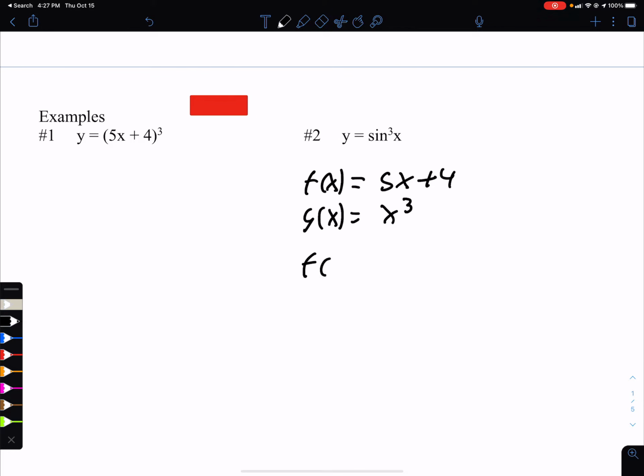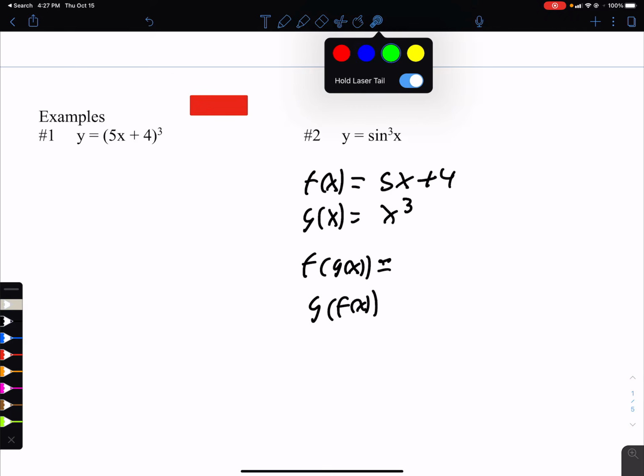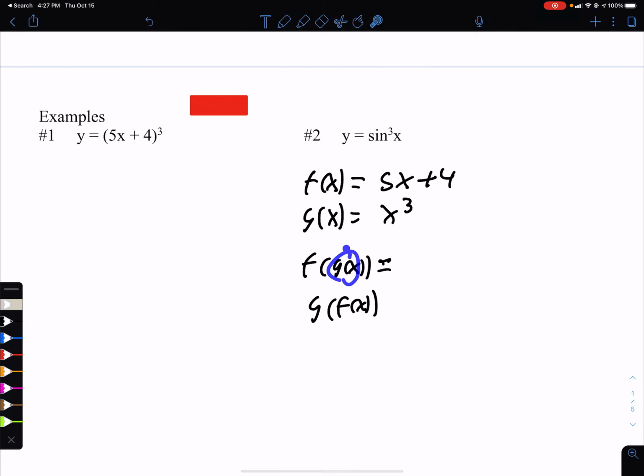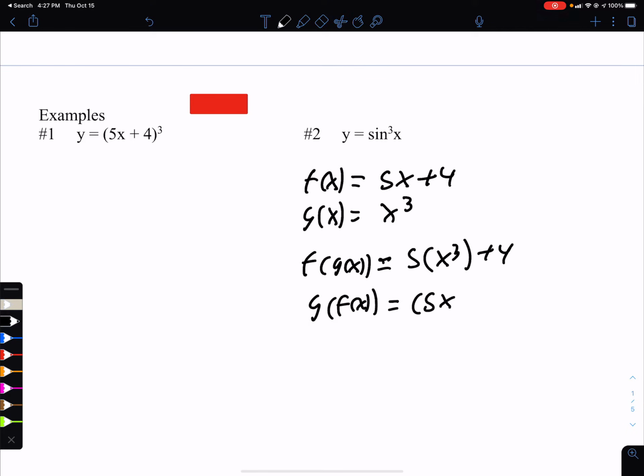So either this is f of g of x, or this is g of f of x. Which one is it? Well, if we're looking at f of g of x, g is being placed into the f function. So we're going to put this in for x, and that will get us 5x cubed plus 4. Now for g of f of x, f is being placed into g. This is being placed in for the x there. If we do that, we get 5x plus 4 cubed. Now if you look, this is that.